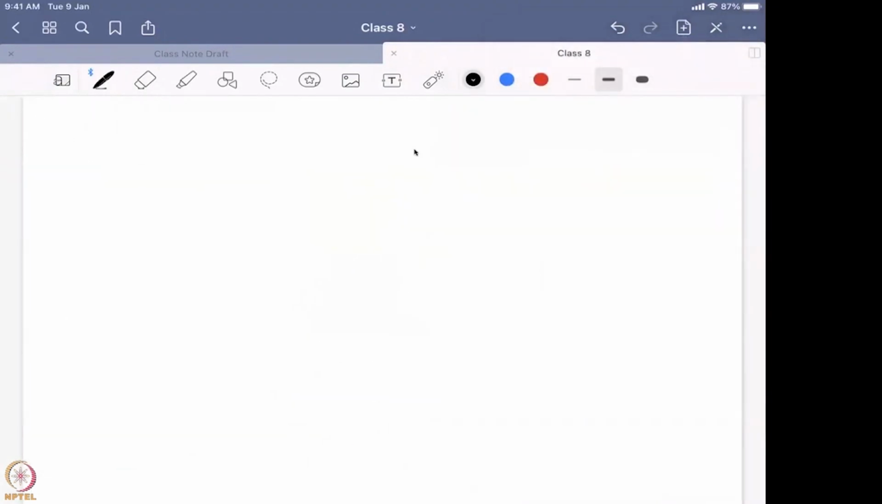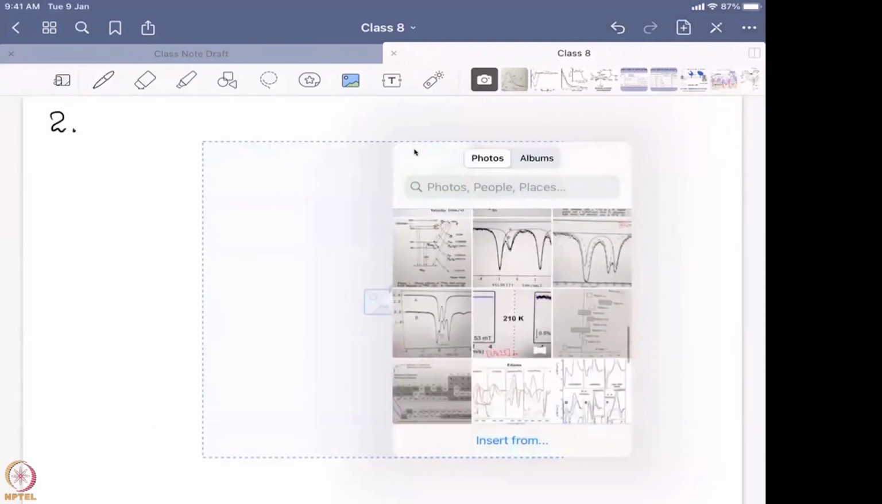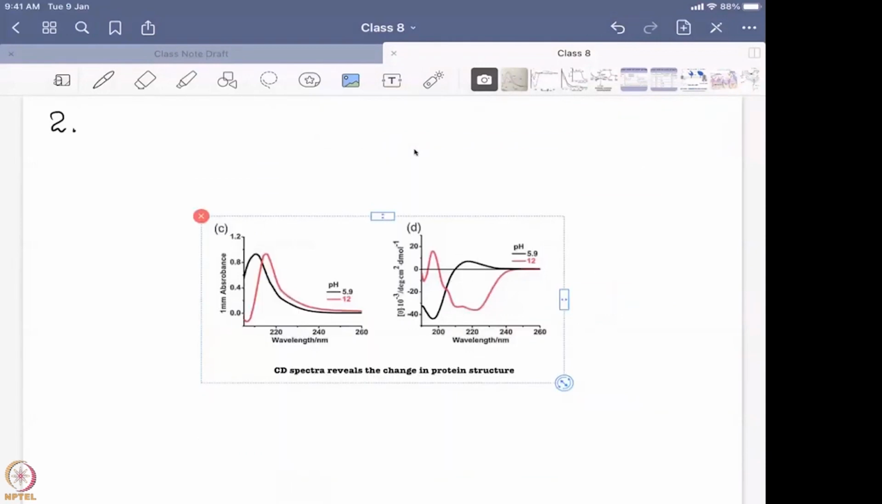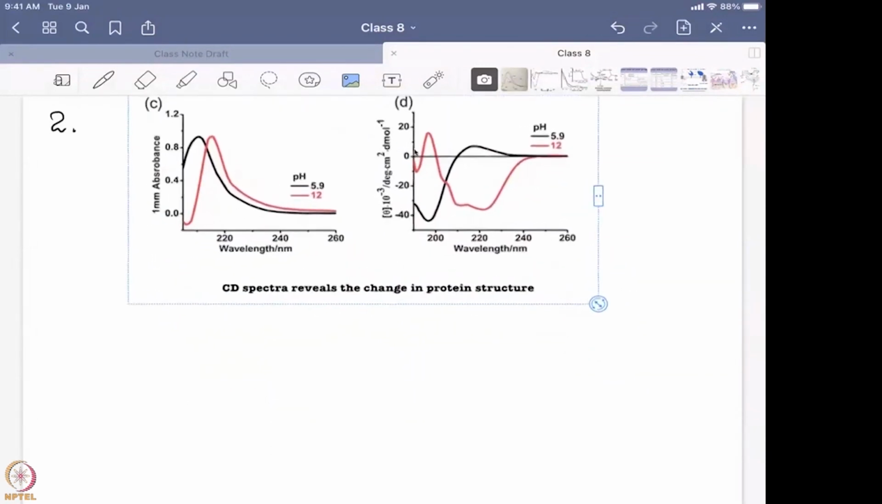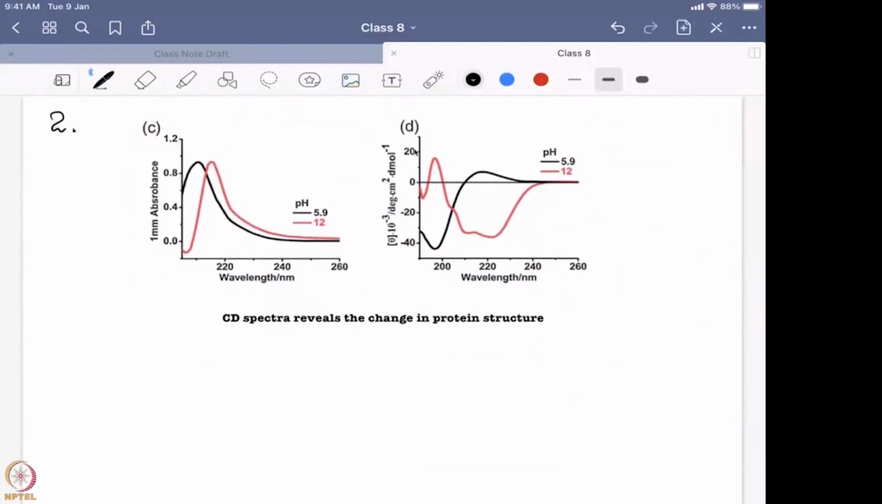After that, we take another example. Over here, I'm going to show another optical spectral and CD spectral data, and show how the changes are happening. It is one particular protein observed at two different pHs, pH 5.9 and pH 12.